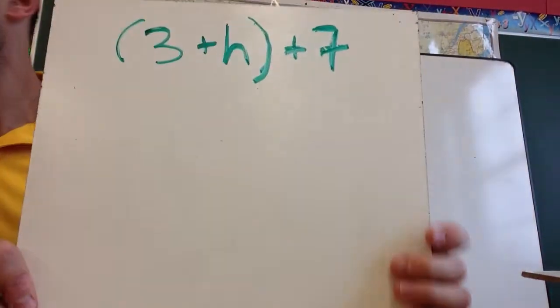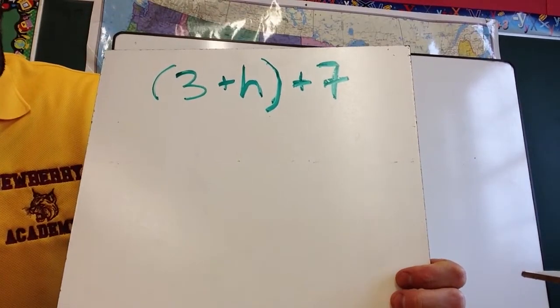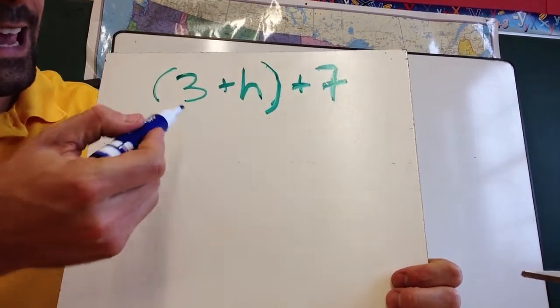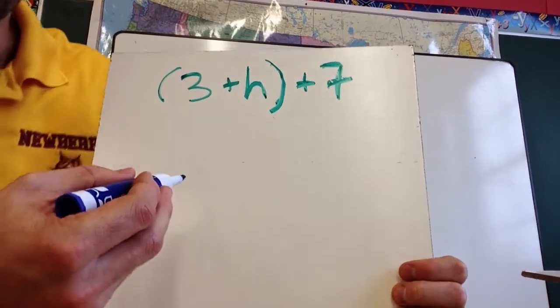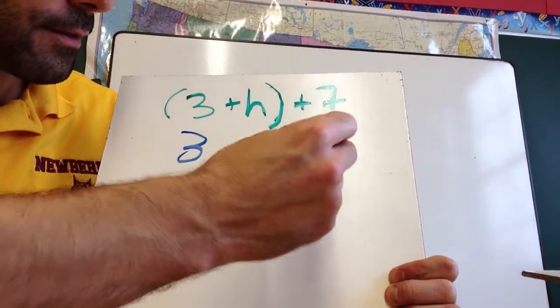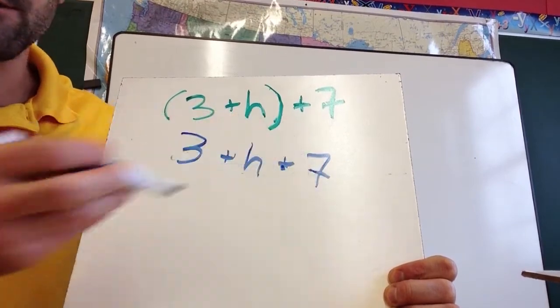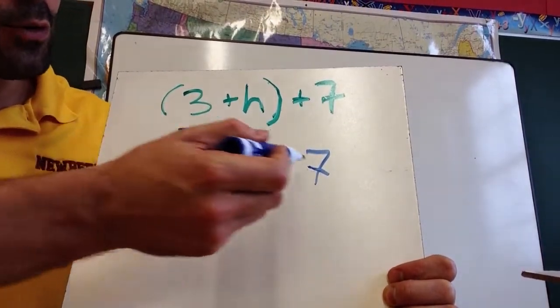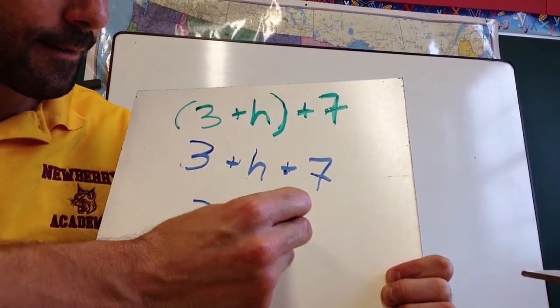We'll put them all the way over here. All right, using the associative property to try to solve this, I can't add these two numbers together. So first thing I need to do is get rid of the parentheses. So this would become 3 plus h plus 7, because the order of operations says I have to solve inside the parentheses first. Now what I want to do is move the 3 and the 7 next to each other, and I'm going to use the commutative property to do that.